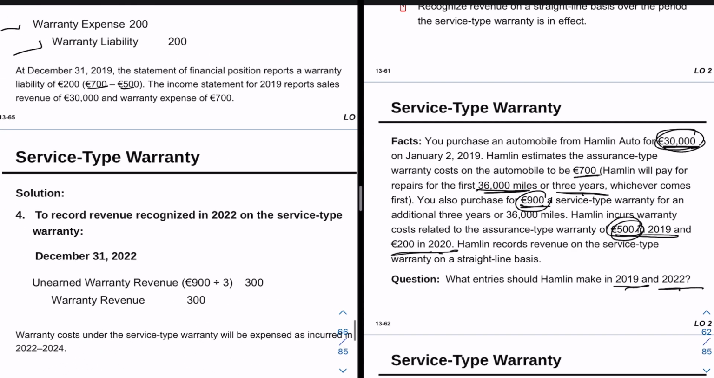And then on December 31, 2022, we will recognize earned revenue from that unearned warranty revenue. We are using the straight line method, so this 900 will be divided by 3 years, because that's a 3 year warranty. Okay, so we will have a warranty revenue, which is sales revenue, of 300, and we will have unearned warranty revenue debited just to close the current liability account.